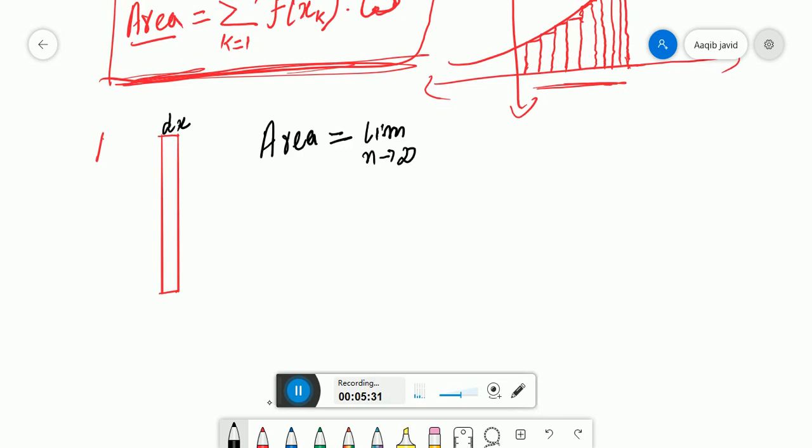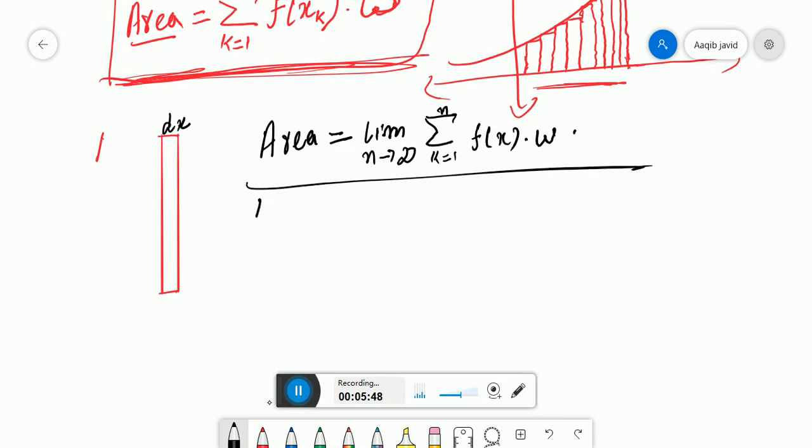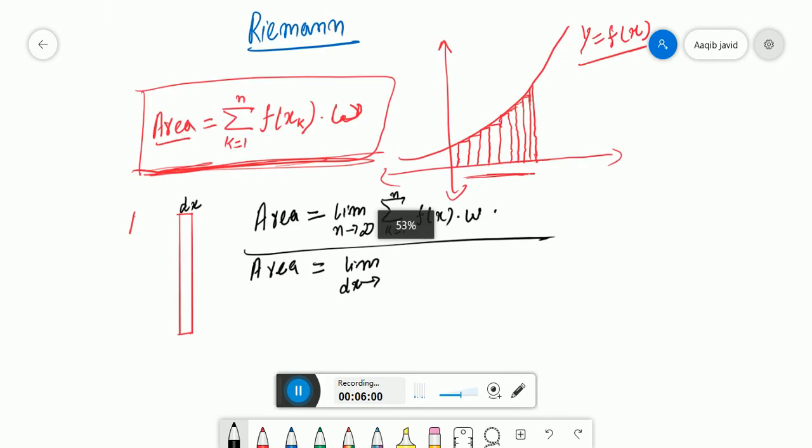It will be equal to the limit n tending to infinity of the summation of k from 1 to n of f of x times the width. This was one thing, and the other thing we generally use is the limit where dx, the infinitesimally small width of the rectangle, tends to 0, and the summation of k from 1 to n of f of x.